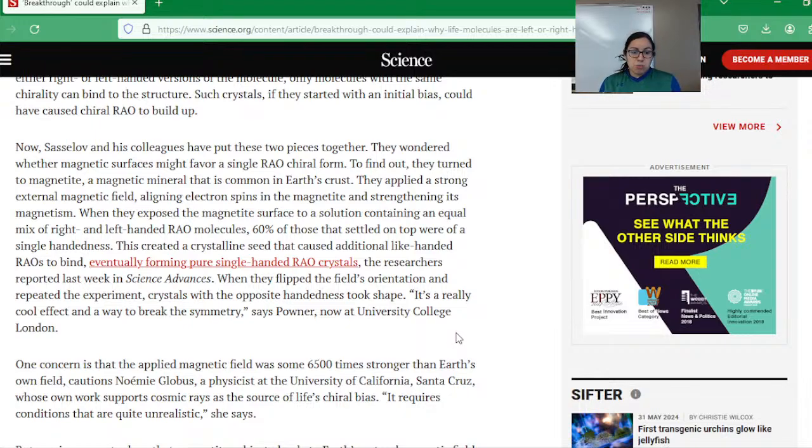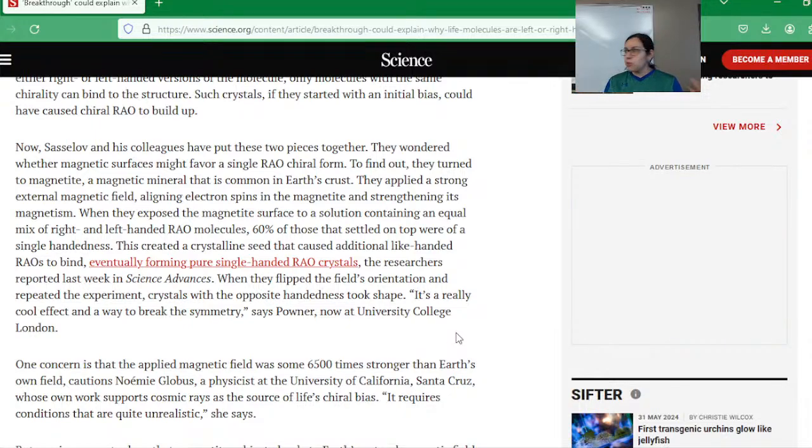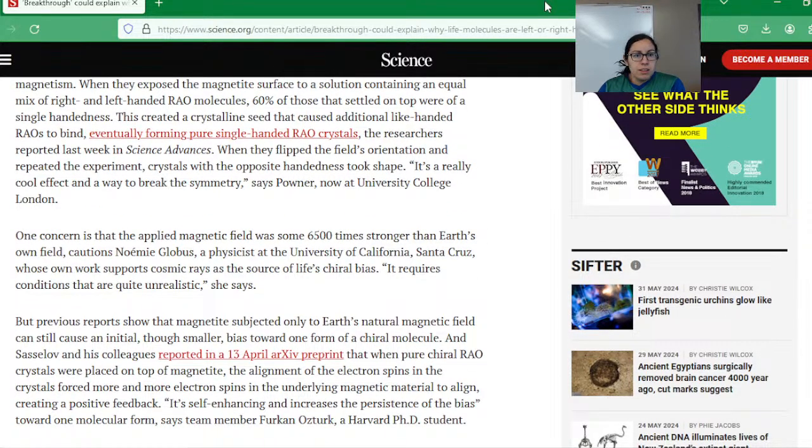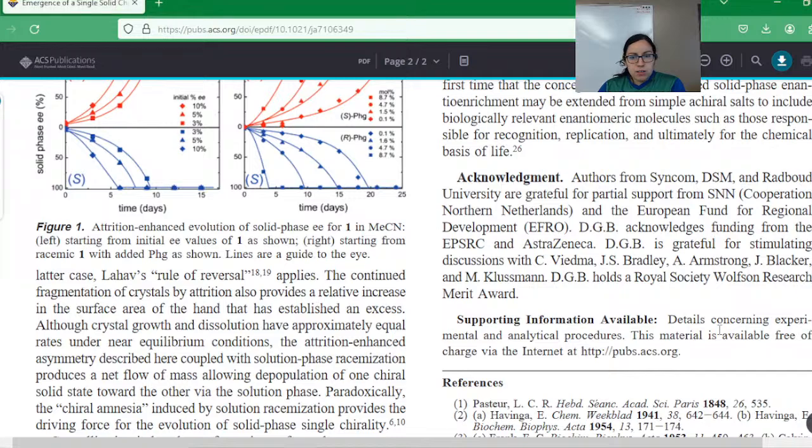I did want to make you all aware that there's a lot of literature and time and research devoted to this whole chirality argument. So interesting to at least think about.